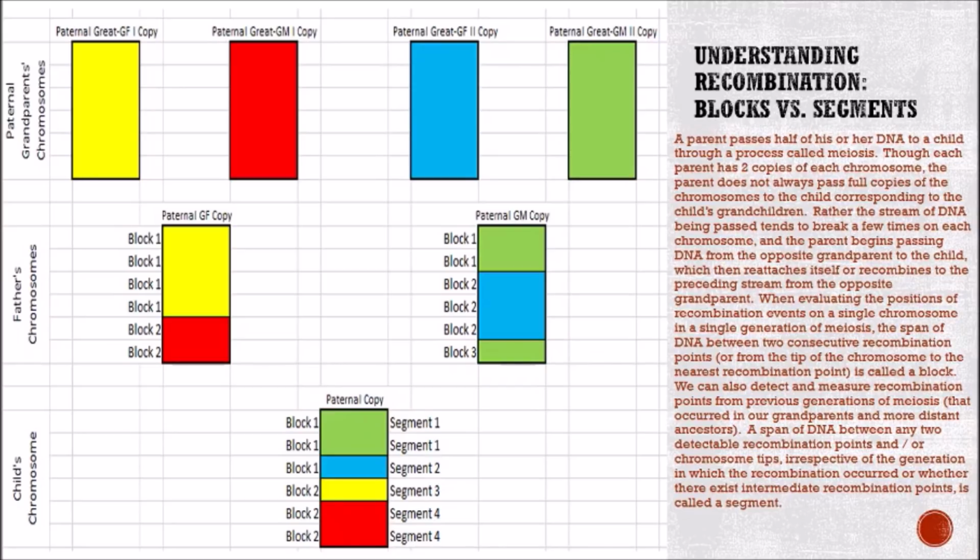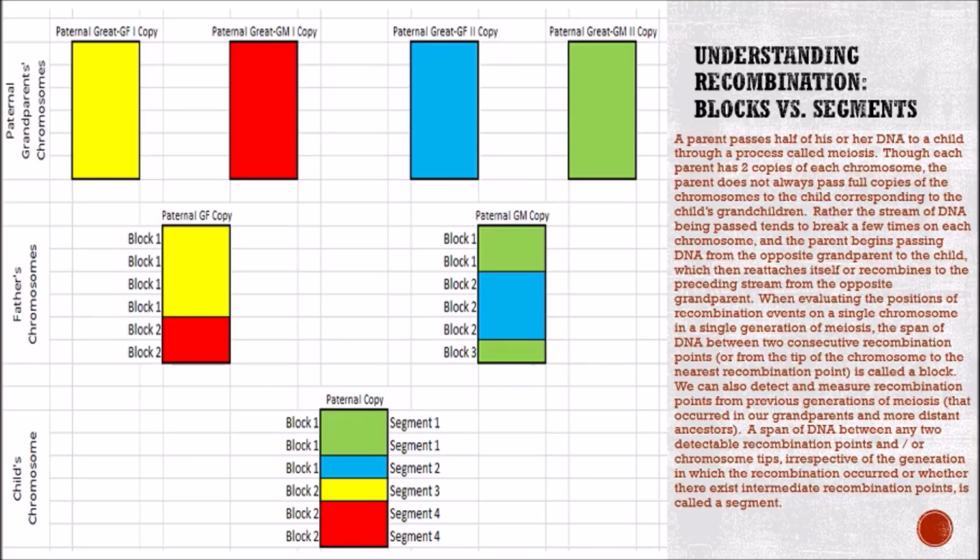The next generation represents the father of the child at the bottom. And let's take a look at the paternal copy of the father, which is the yellow and red segmented chromosome on the second row on the left side. So the father received DNA from each of his parents, and the yellow-red copy is only referring to the copy the father received from his father, the paternal grandfather. So the paternal grandfather had a yellow chromosome entirely and a red chromosome copy entirely also, but he only passed down half of his DNA to his son.